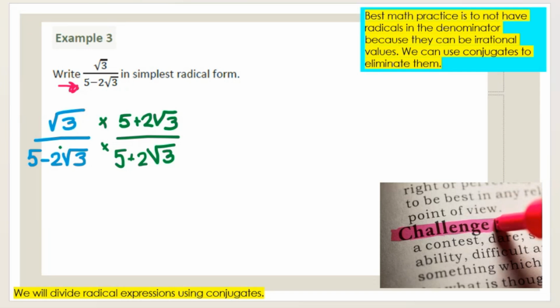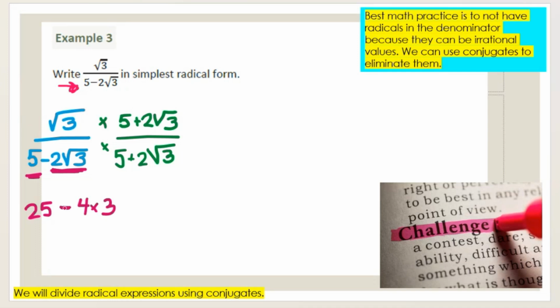So now we can actually go ahead and do this multiplication. The great thing about multiplying conjugates is that you can use the difference of two squares pattern. You take the first term, here it's 5, and you square it. 5 squared is 25. You take the second term here, and you square it. So 2 squared is 4 times the square root of 3 times the square root of 3 is 3.